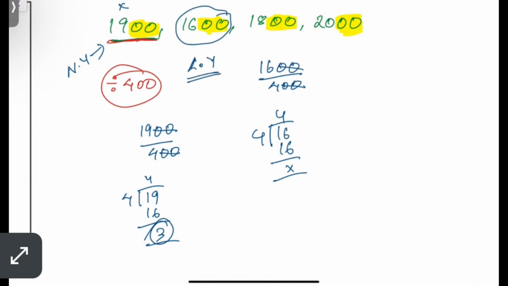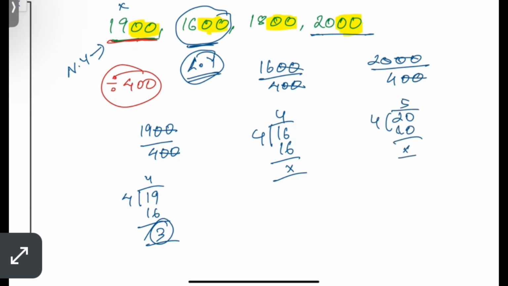So the most important years when we do calendar based questions in exams, the reference we're going to use is 1600 and 2000. Even this 2000 is divisible by 400. Why? Because 0, 0 cancel. 20 divided by 4, 4 5s are 20. That means the remainder here is 0, which simply means this 2000 is also nothing but a leap year.